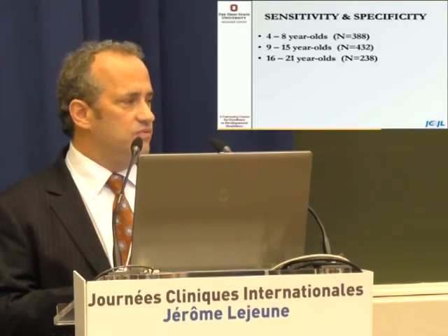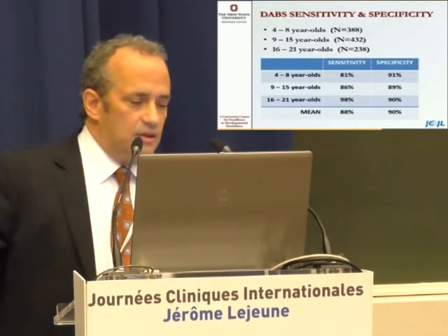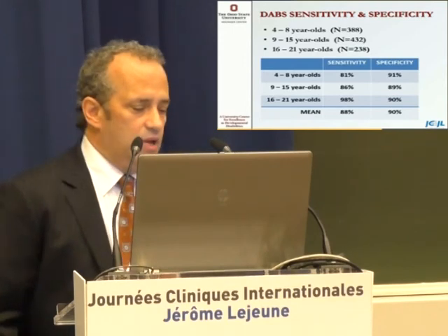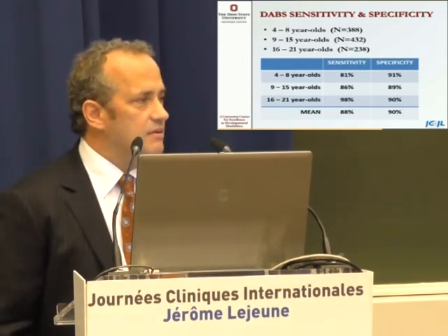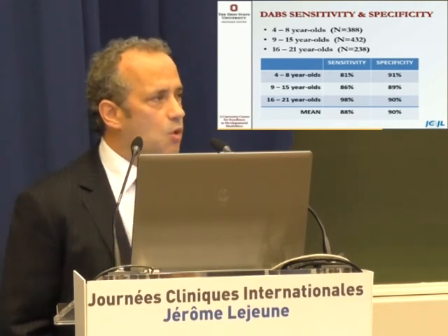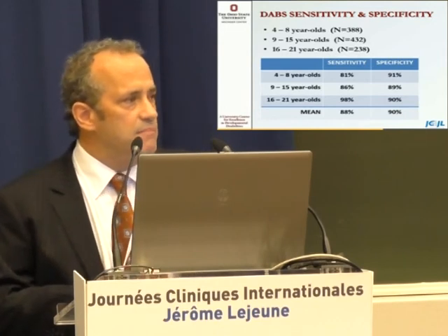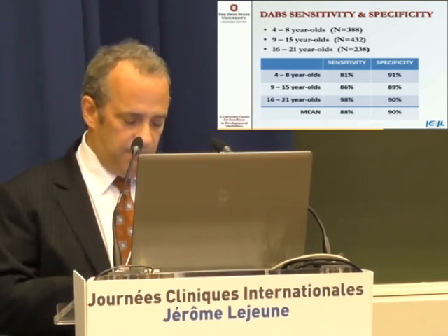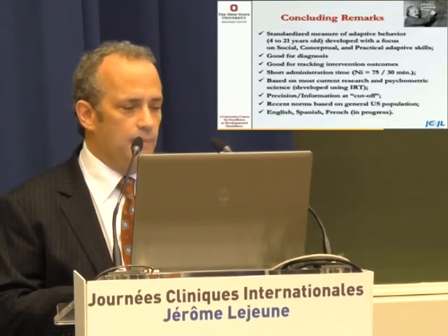And we did the same with the other age groups. So the 9 to 15-year-olds, the 16 to 21-year-olds. And we get a sensitivity that ranges from 81 to 98% and a specificity that ranges from 89 to 91%, which is quite good, with a mean sensitivity of 88% and a mean specificity of 90% in terms of diagnosing in or out intellectual disability.